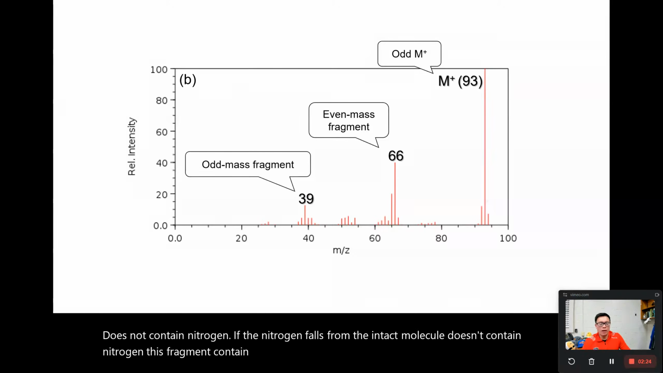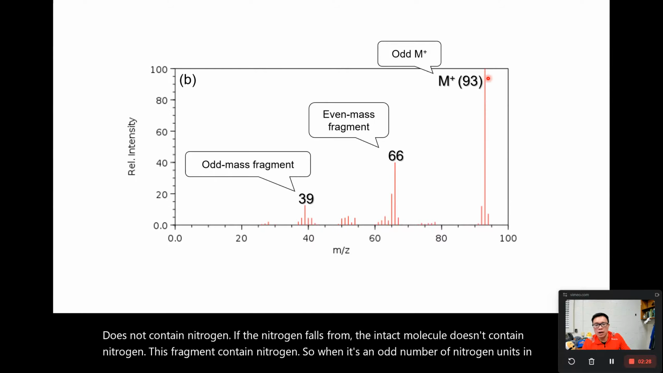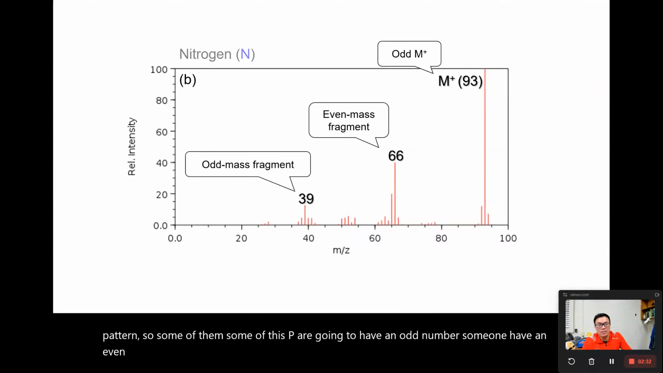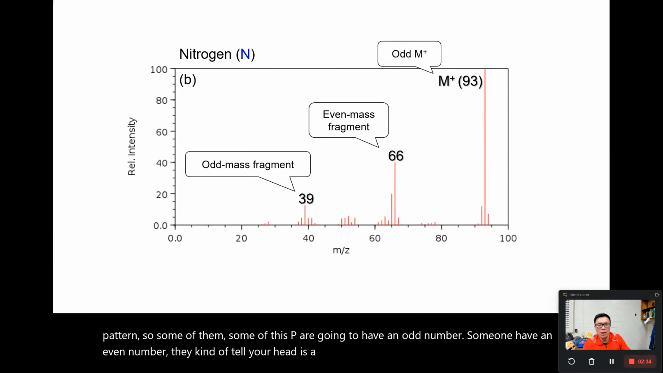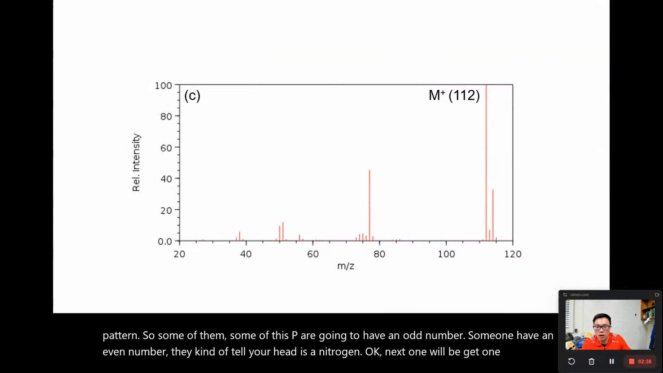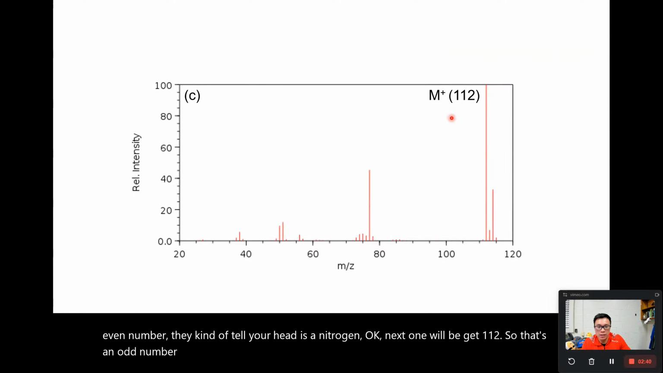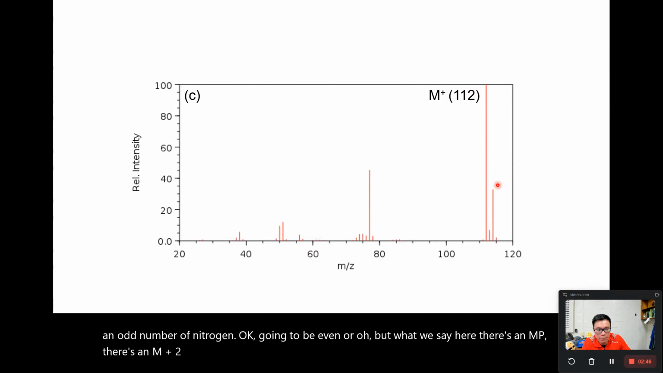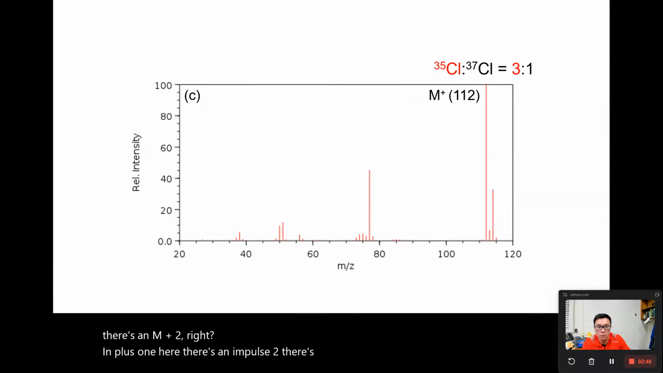So when it's an odd number of nitrogen, you're gonna see the pattern. Some of these peaks are gonna have an odd number, some gonna have an even number. They kind of tell you, hey, there's a nitrogen. Next one we get 112. So that's an odd number of nitrogen, and the fragments are gonna be even. But what we see here, this is an M peak, this is M plus 1, and this is M plus 2. This is a 3-to-1 ratio. That's gonna be a chlorine.